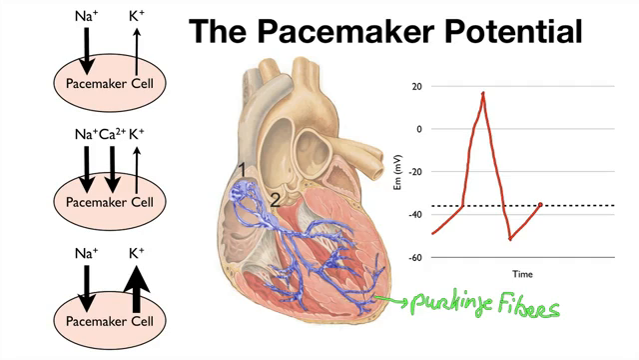Then the same thing happens. It reaches the threshold. Voltage-gated calcium channels open, depolarizing the cell membrane once again, causing that impulse. Voltage-gated potassium channels open, causing potassium to rush out of the cell again. And this process continues over and over and over. So what ends up happening is we have this automatic signal that's generated constantly, resulting in the contraction of the heart. And this causes the heart to beat.